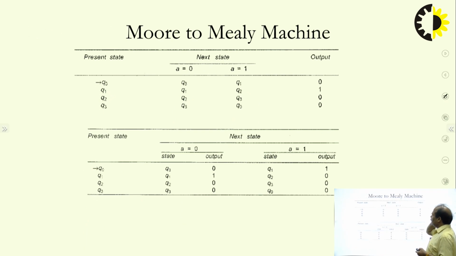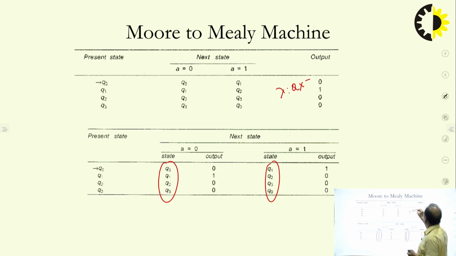Okay. So another conversion is Moore to Mealy machine. This is a very simple conversion. Transitions remain the same. As we know, the Mealy machine output is a function of the current state plus the current input symbol. So what is happening here? Q0, Q3. So what is the output of Q3? Output of Q3 is 0. So we will write 0 here.